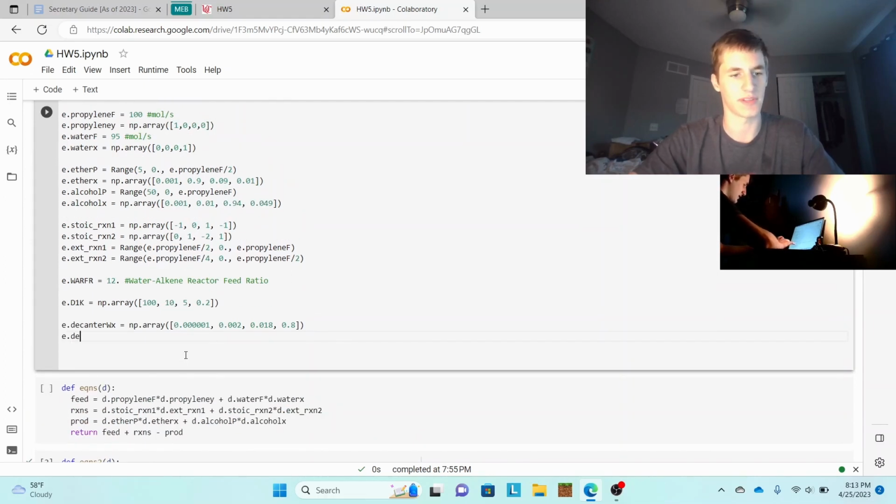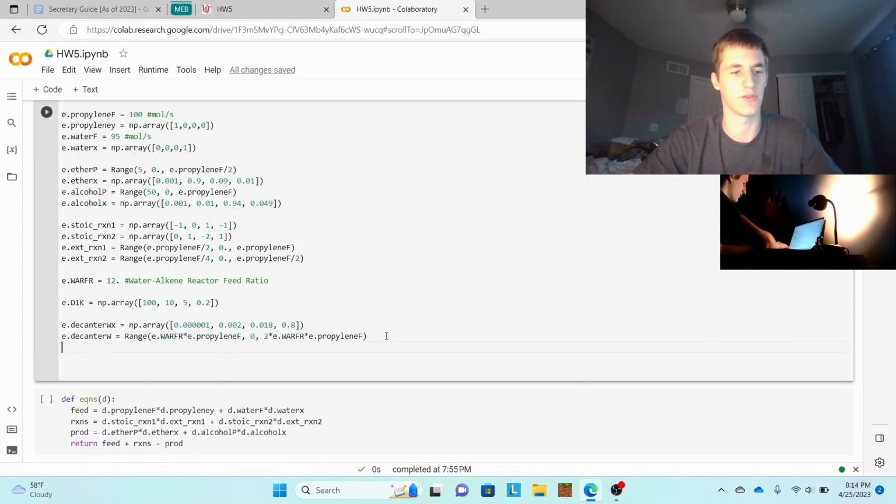So we start off with our decanter water flow, and that is going to be a range. Right? And so we have our water to alkene reactor feed ratio here. What I want to do is set our initial guess to that times the alkene flow rate, right? Which is E dot propylene F. And then it has a lowest possible of 0, and then we'll just say the highest possible is 2 times that ratio times propylene feed.